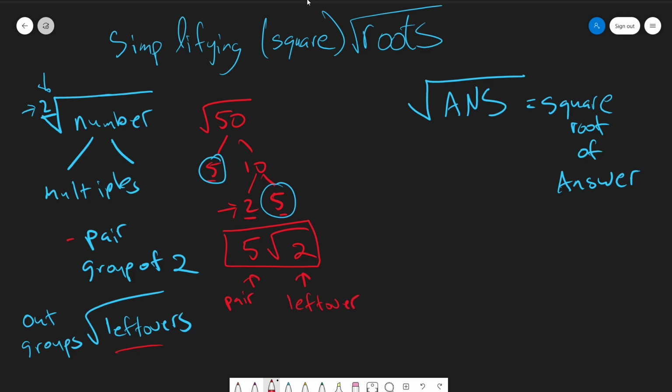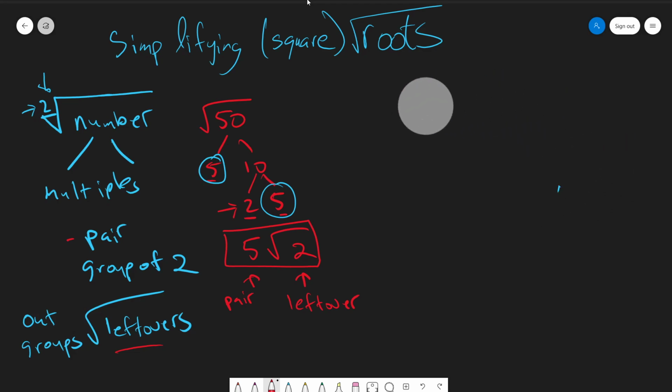This is the most simple example because we have one pair and we have one leftover. And it doesn't address what happens when you have more than one pair or more than one leftover. But from a concept standpoint, this is what we're going to do. We're going to take apart multiples. For every pair, we're going to take it out of the root, and everything that does not have a pair, we're going to leave inside. Because that pair represents that squared number, so it does not have to be represented in an unsimplified root. Okay, so let's do a couple more examples.